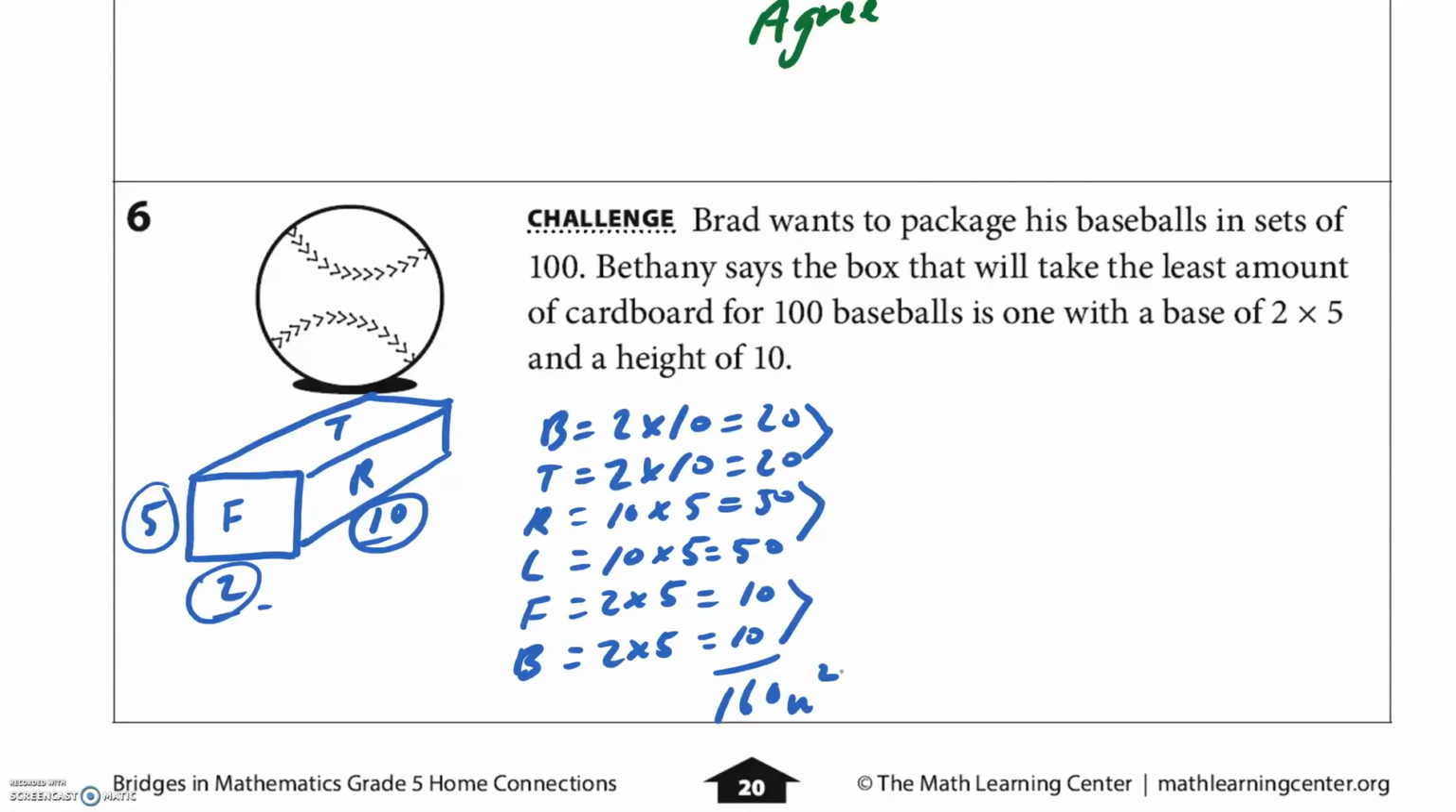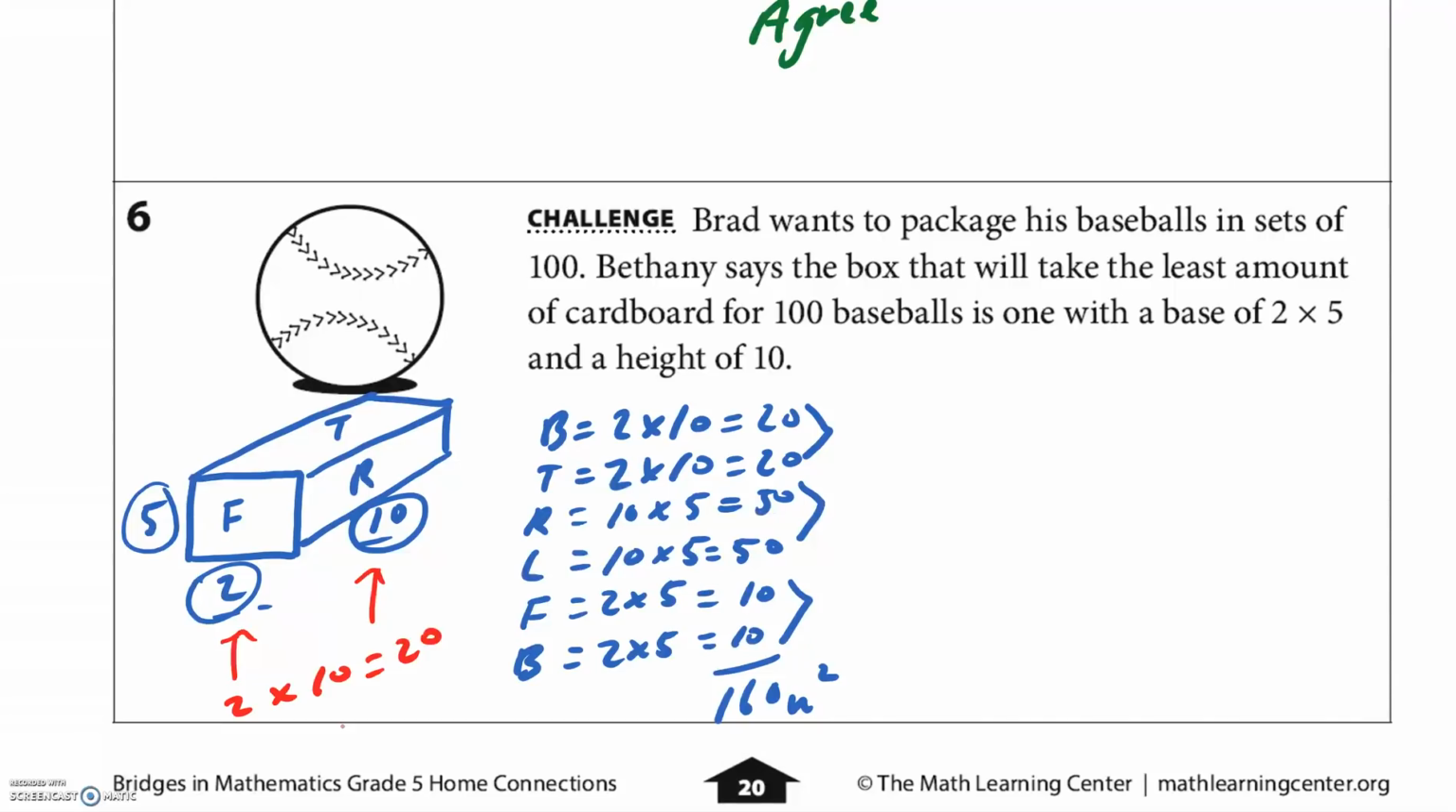Okay, so now more cube-like. I'm wondering if we can make these numbers come closer together. Is there other factors? Because 2 times 10 is 20. So I'm wondering if there's other factors that are closer than 2 times 10 that equal 20. I'm going to kind of leave it like that.